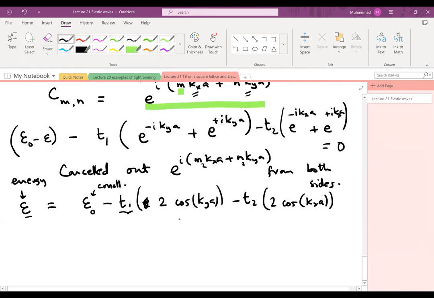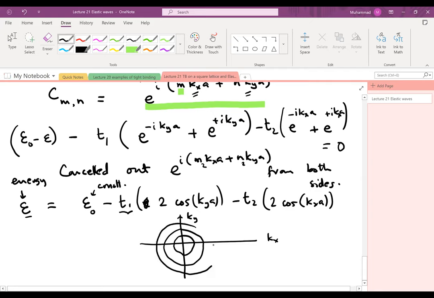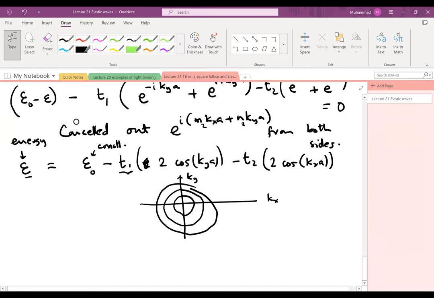And of course, it's going to be two-dimensional, so I can plot it. If I have kx here and I have ky here, this result, if I were to plot a contour plot, might look like ellipses. So let me try to plot this. So now I have a two-dimensional dispersion relationship. In order to plot this, I would like to go to Mathematica.